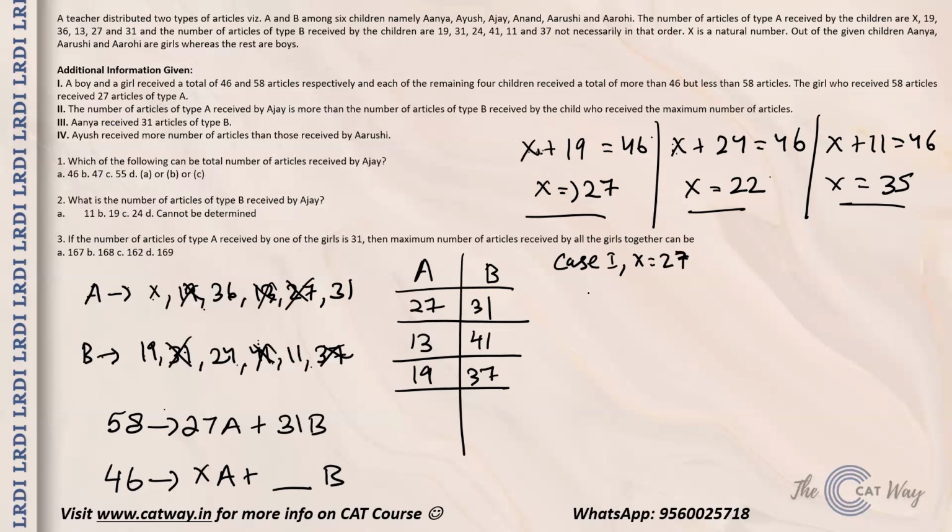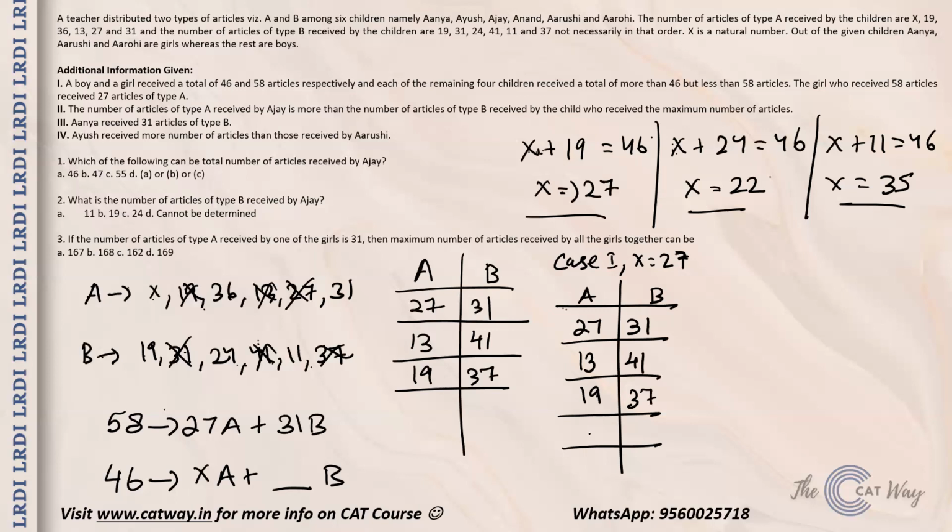Now type A and type B are there. So what we know is 27 is linked with 31, 13 is linked with 41, and 19 is linked with 37. Now we know that X, that is 27, is linked with 90.